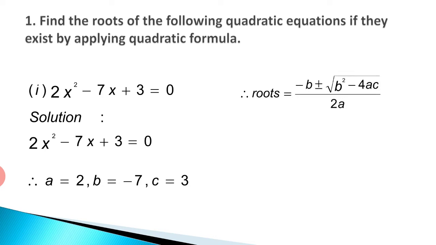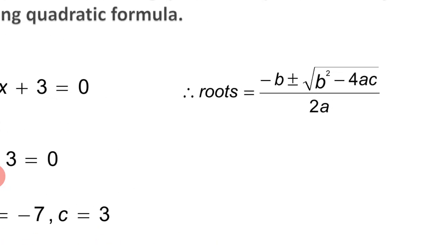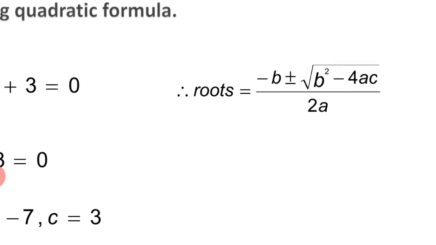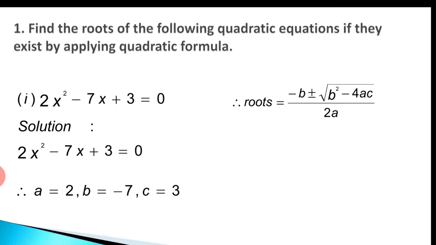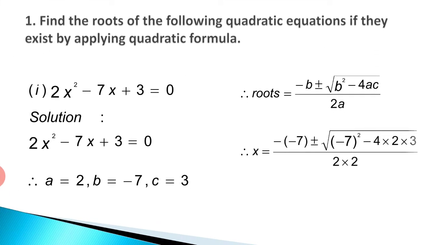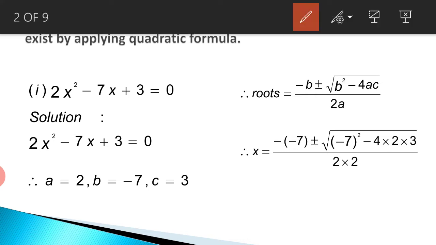So roots are given by the quadratic formula. The formula is mentioned here. So minus b plus minus square root of b square minus 4ac upon twice a. Substitute the values and do the calculation. So it is minus of minus 7. Only here you need to take precaution, children, because the coefficient of b is negative. So b will be minus 7, and here you are supposed to put minus of minus 7. So in this case, if you don't take the due care, then this easy problem becomes difficult for you.